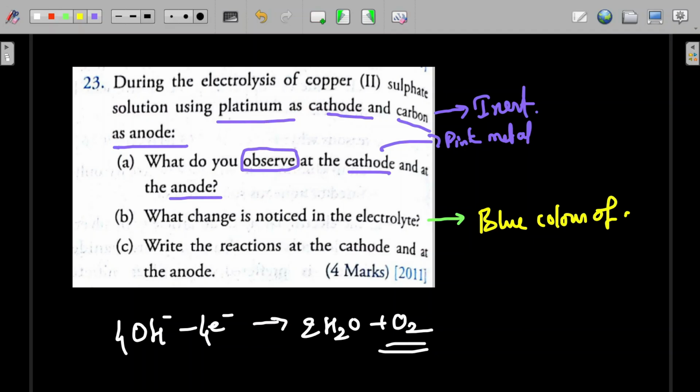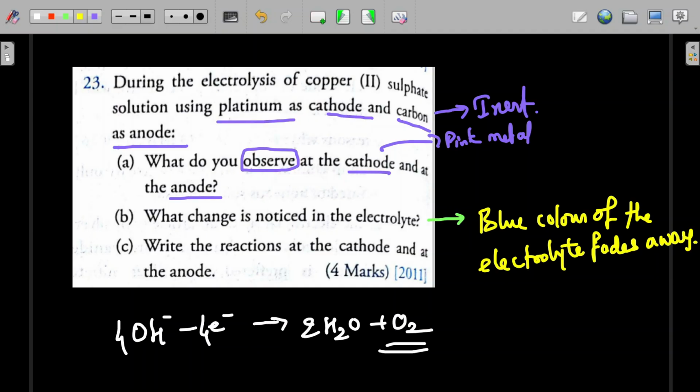Right. Blue color of the electrolyte fades away. See, we should understand why it is blue: because of copper ions. And what is happening to copper ions? They are converted into copper. Therefore, there are no more copper ions, that is, there is no more blue color, in case of inert electrodes.